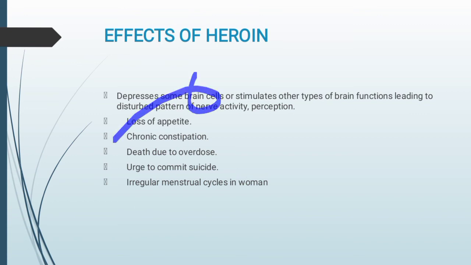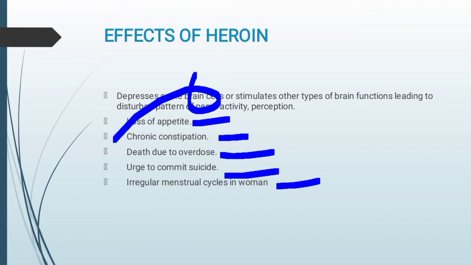Loss of appetite, chronic constipation. You start having difficulties when you go to the toilet. Death due to overdose, you can die. Urge to commit suicide, always thinking of killing yourself. That is because of heroin. Irregular menstrual cycles in women. Make sure you understand and master these effects for each of these.